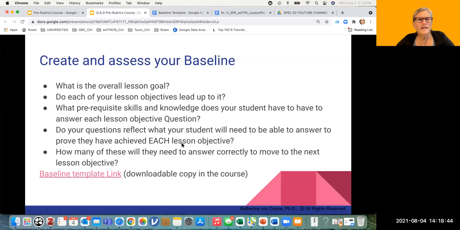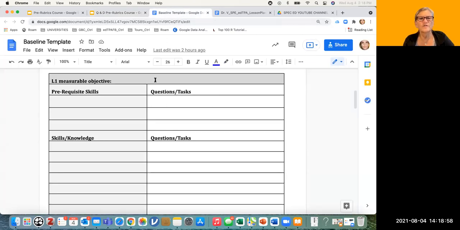So do each of the lesson objectives lead to your overall goal? Do the prerequisite skills and knowledge lead to your lesson objective? Do your questions reflect what each student will need to be able to answer to prove that they can do the objective? So whatever this objective is here, let's say it's knowing the equivalent fractions between 1/2 and 1/4. Let's just say it was that simple, right?